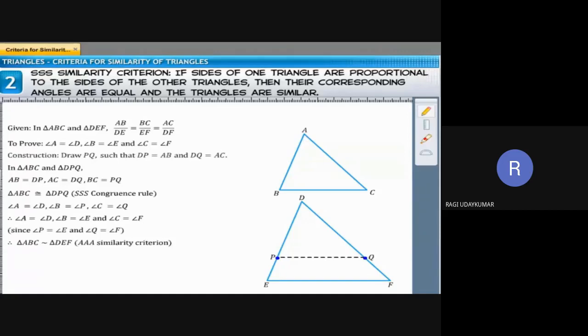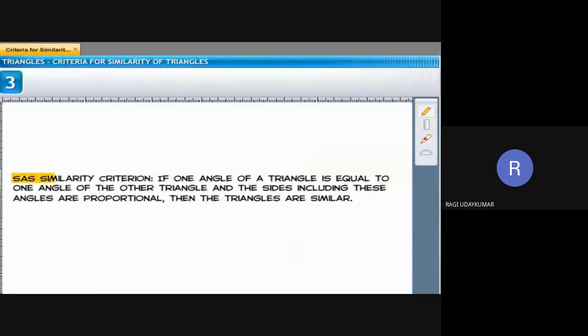This is SSS, and it gives AAA similarity criteria. Therefore these two triangles are similar. When the sides are in proportion, automatically the angles are equal. When the angles are equal, then the sides will be proportional.